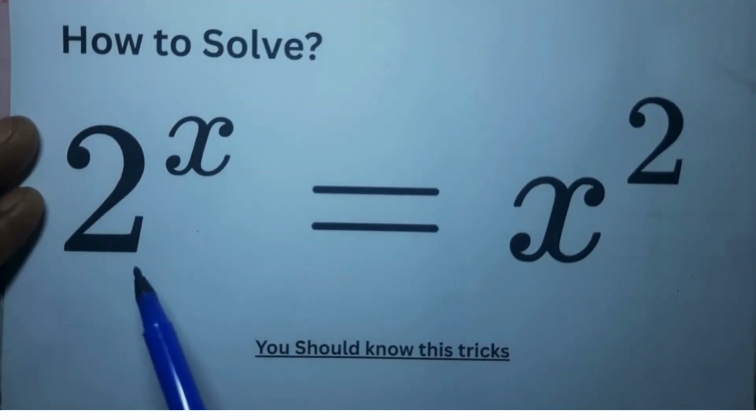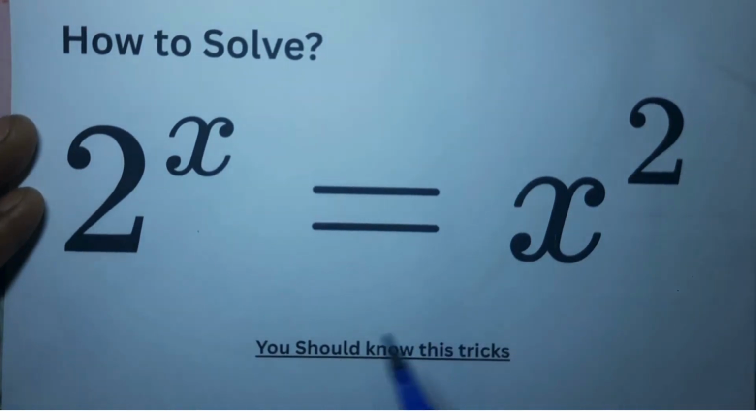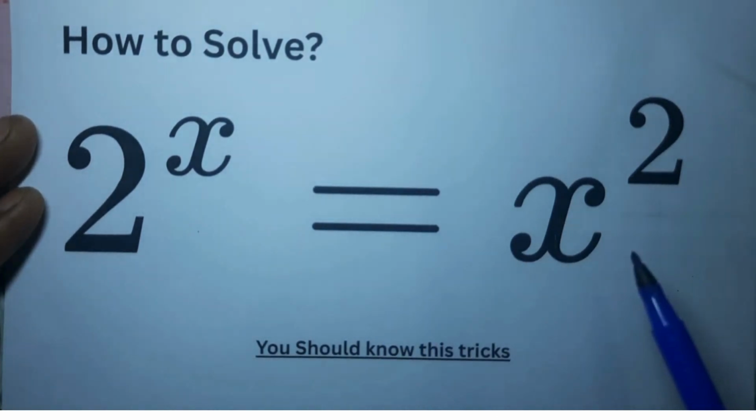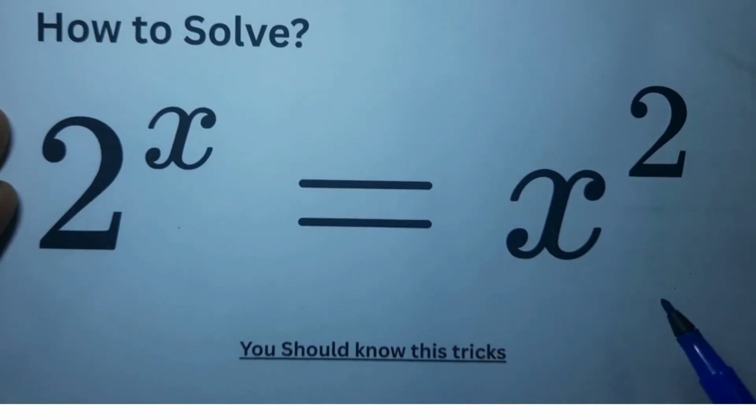Today we are going to discuss 2 to the power of x equal to x to the power of 2. From this equation we are going to find x. This is very tricky, which we are going to solve in very easy steps. Let's get into the video for detailed steps.